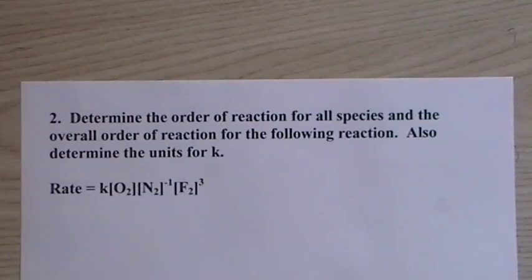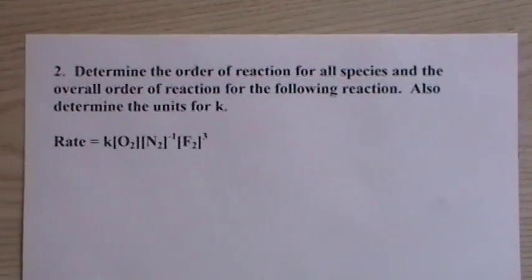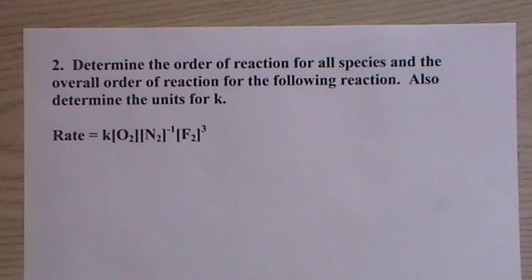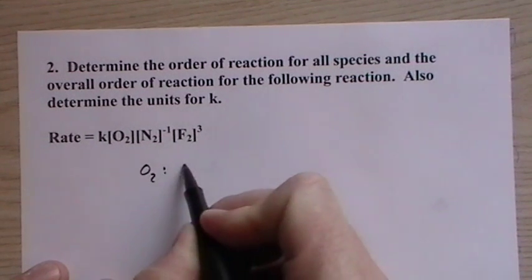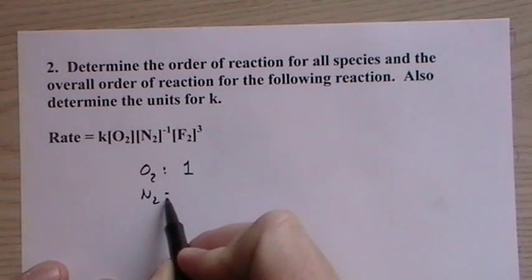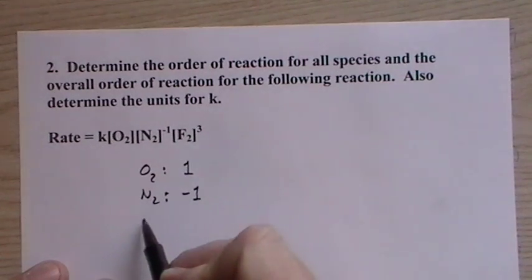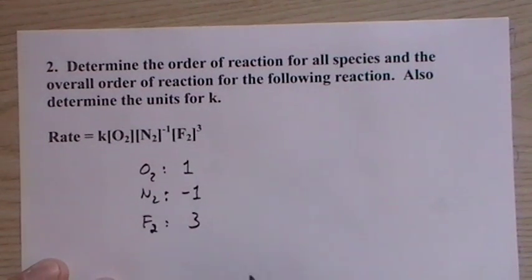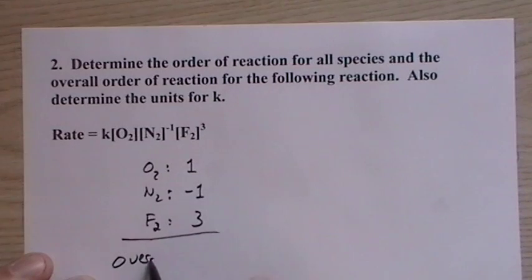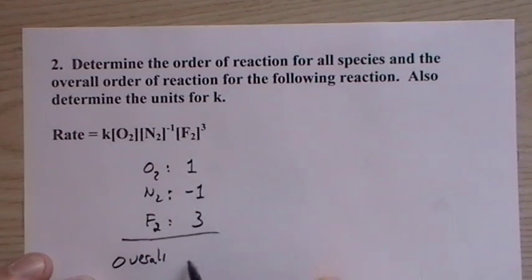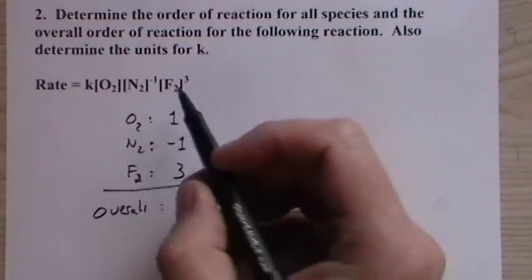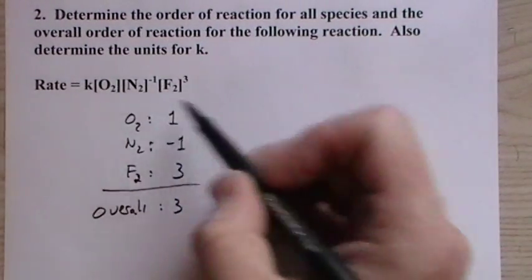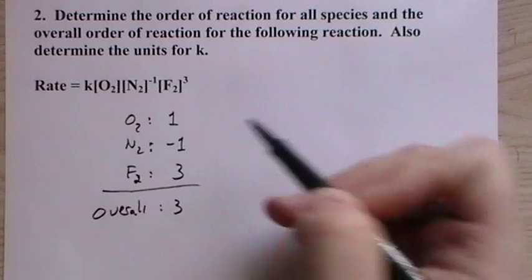Here, determine the order of reaction for all species. So here's just another one to do. Determine the order of reaction for each species, then the overall reaction, and then determine the units for K. So for oxygen, that is 1. For nitrogen, -1. For fluorine, 3. Overall, 1 minus 1 plus 3, so the overall is 3. And once you get good at it, you can just do it from up here. First you can find these, but the overall is 1 minus 1 plus 3, so it's 3.